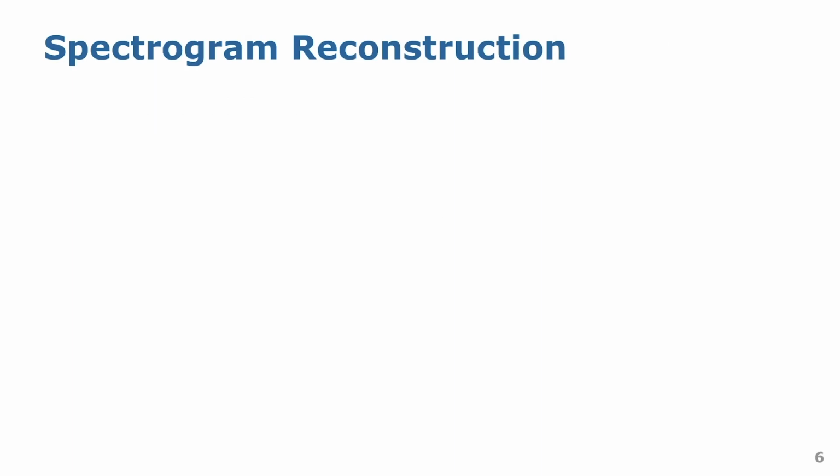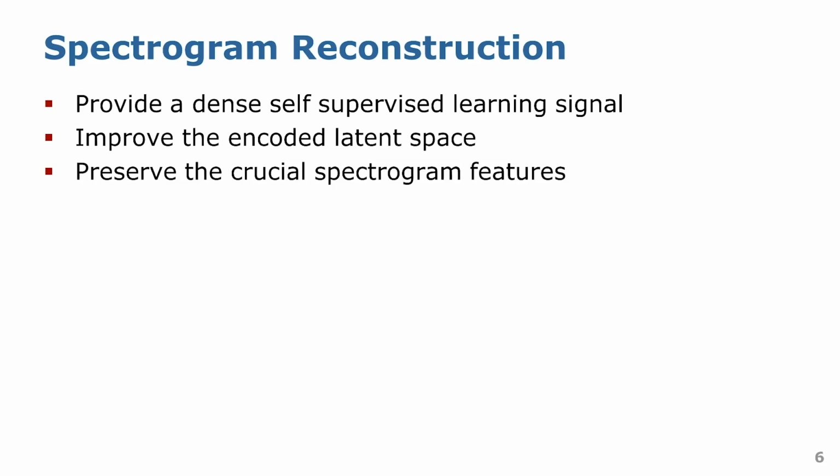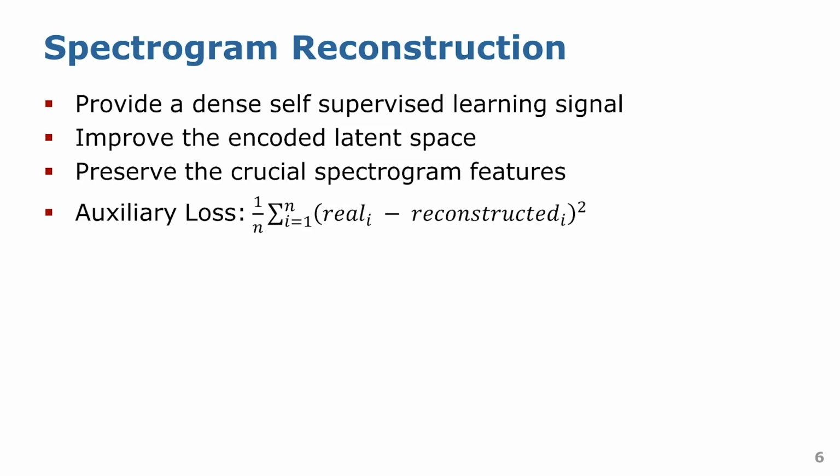Our second main contribution is introducing reconstruction of the current step spectrogram as an auxiliary task for the agent to learn, as it provides the agent with a dense self-supervised learning signal by improving the encoded latent space to make sure that it preserves the crucial spectrogram features. We have used the mean square error to calculate the auxiliary loss.